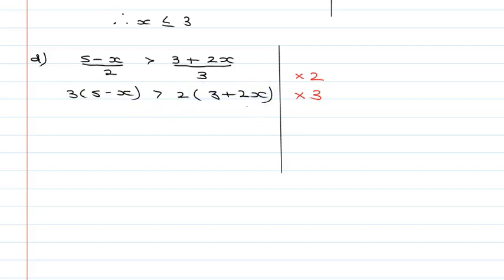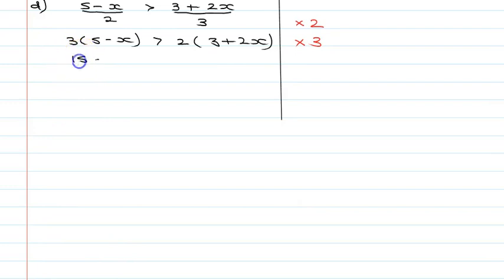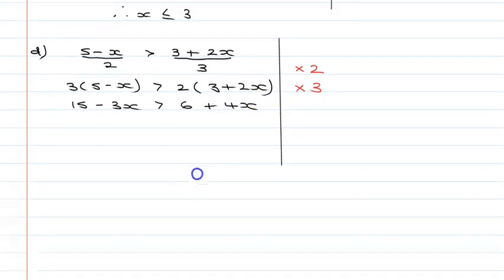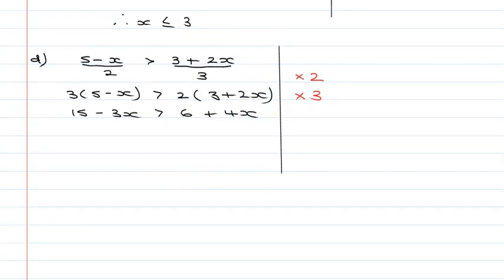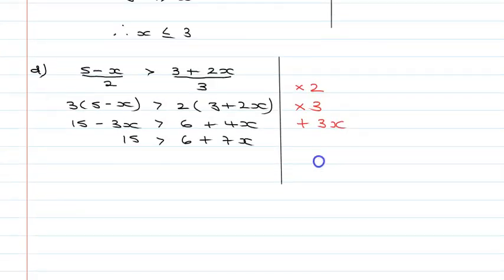Now let's expand. So I'm left with 15 minus 3x is greater than 6 plus 4x. Now let's look for the smaller quantity of the x's. It doesn't matter that it's a negative. So I'm going to add 3x to both sides, which leaves me with 15 is greater than 6 plus 7x. Then I'm going to subtract 6 from both sides. Oops, take 6, leaves me with 9, not 5, I can't add. 9 is greater than 7x.